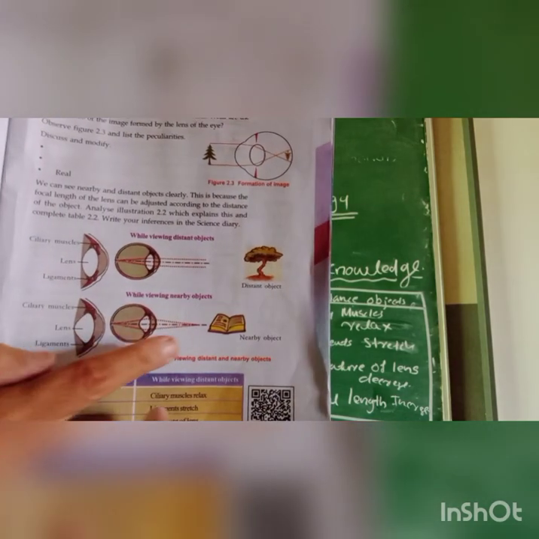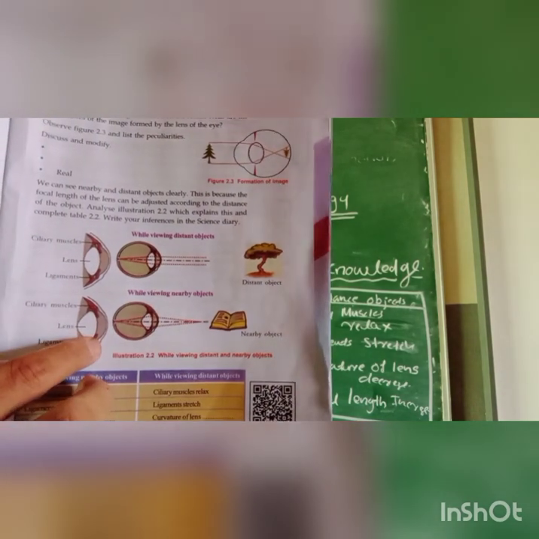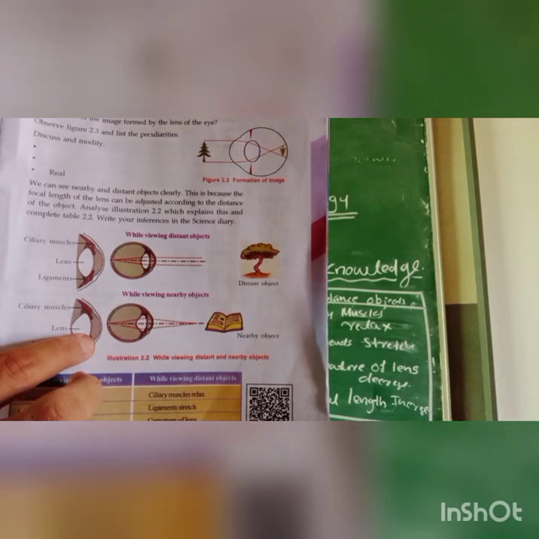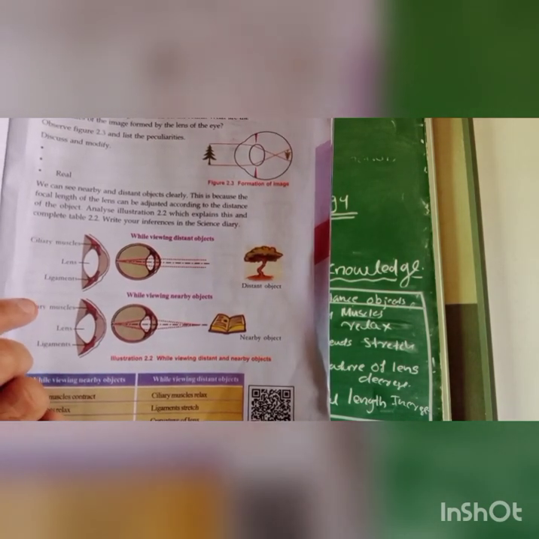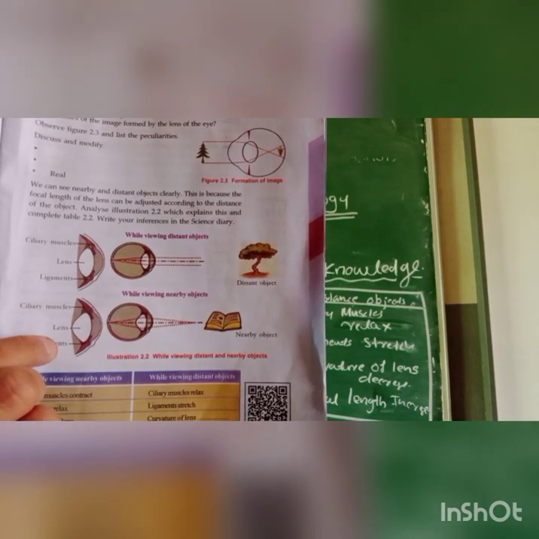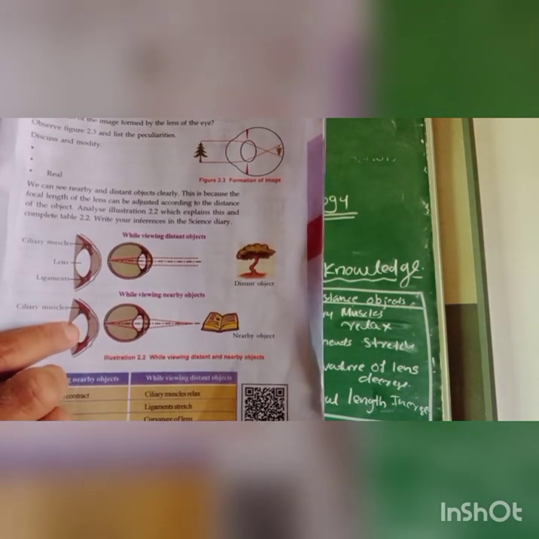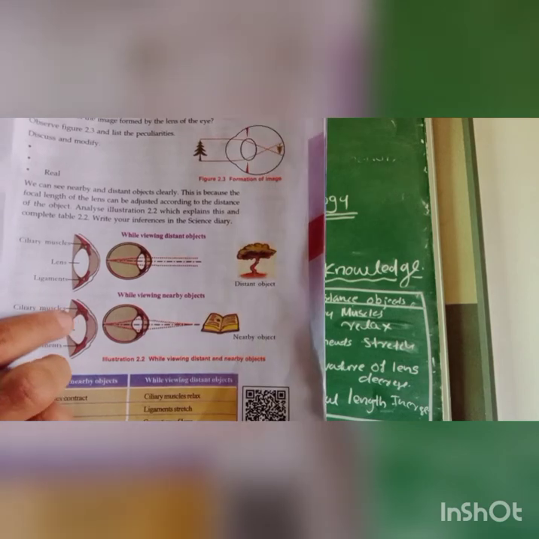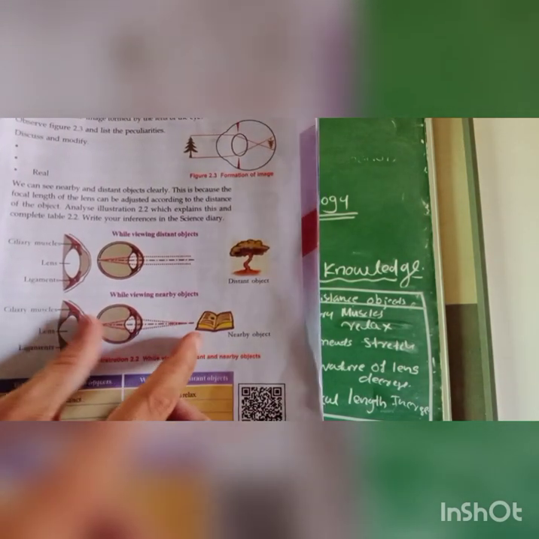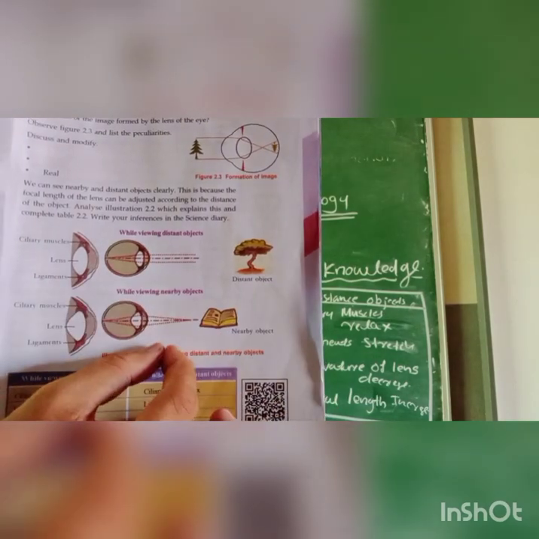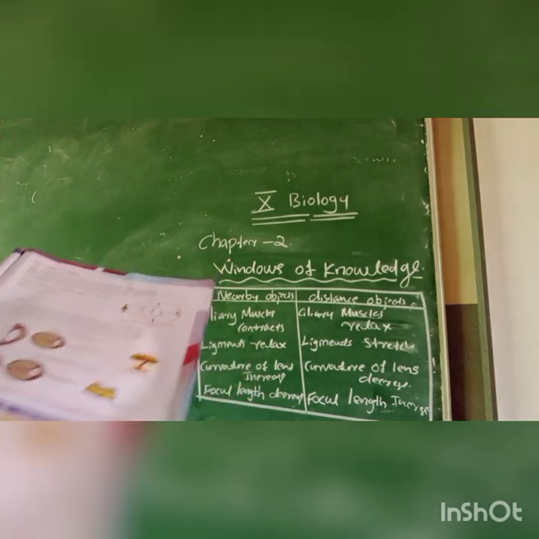When we are watching a near object, what will happen? The ciliary muscle contracts, the ligament relaxes, and the curvature of the lens increases. Look, the gap is more. Understood? The focal length is lesser than this one. This is how to complete it. This is what I have written here. Clear?